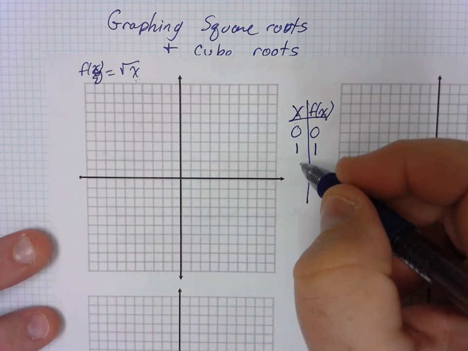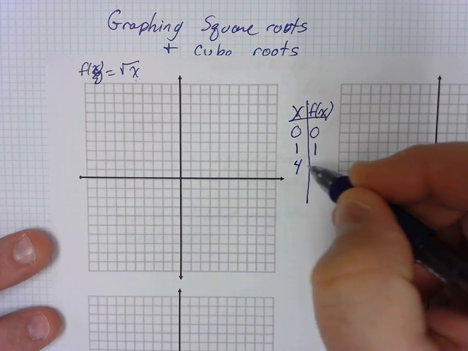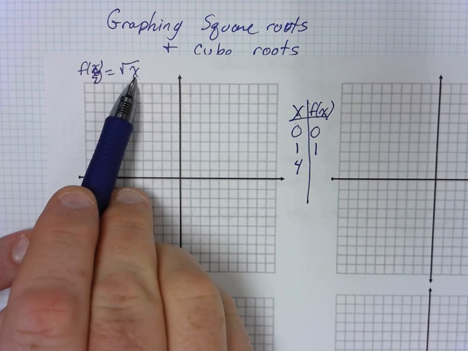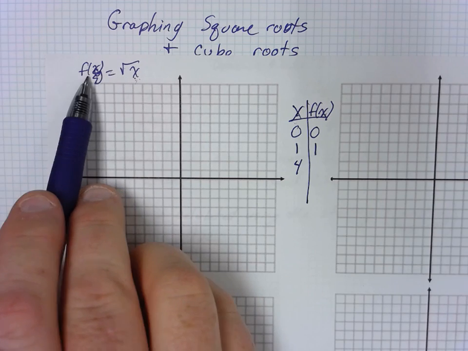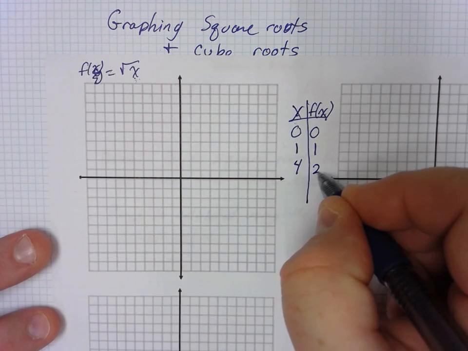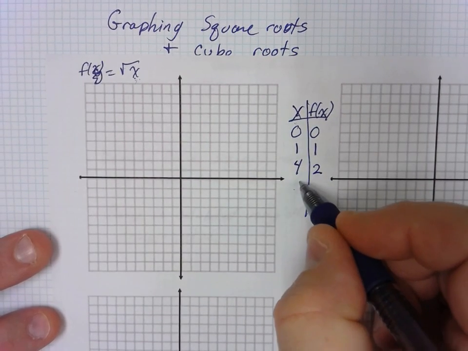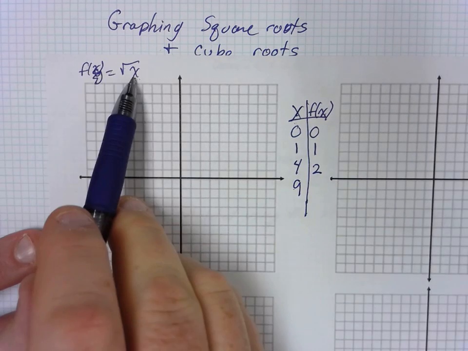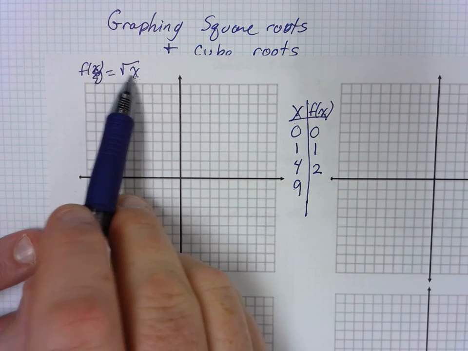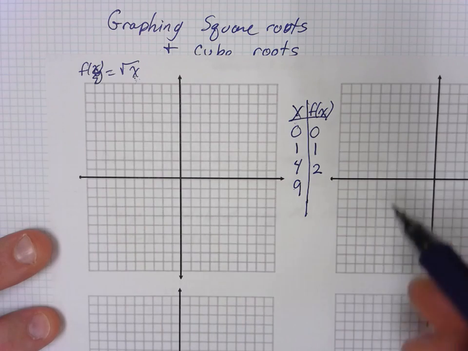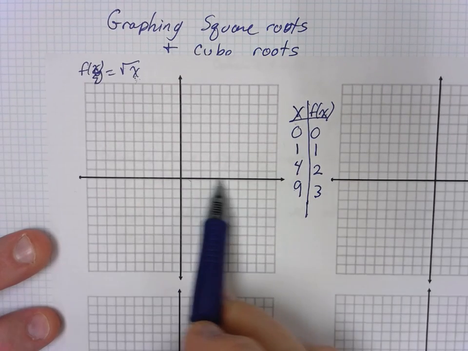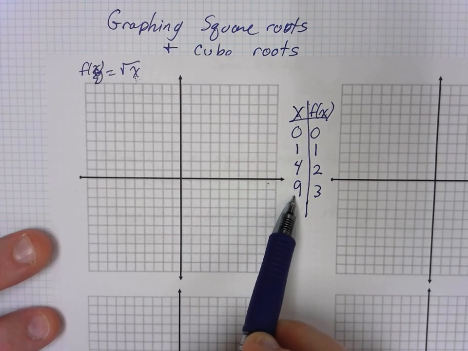The next perfect square above that would be a 4. So if I put a 4 in here, the square root of 4 is 2, so f of x or y would equal 2. Let's go another one. Let's do 9. I can put a 9 in there. The square root of 9 would give us an f of x or y value of 3. Now my graph only goes out to 10, so I'm going to actually stop right here at 9.